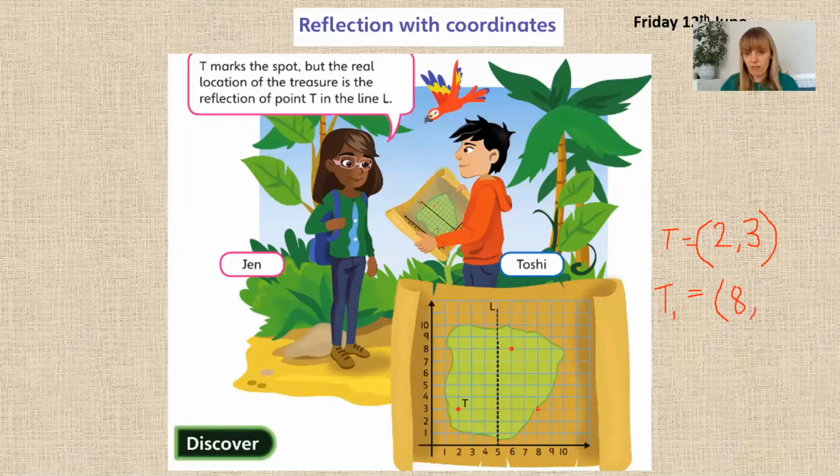And I'm going to think, right, how many am I going to go up? 1, 2, 3. The same as the first one, isn't it? Because the height is the same. So my coordinates for T1 are 8, 3. Okay, so it's not just asking for the coordinates, it's asking for the reflected coordinate.